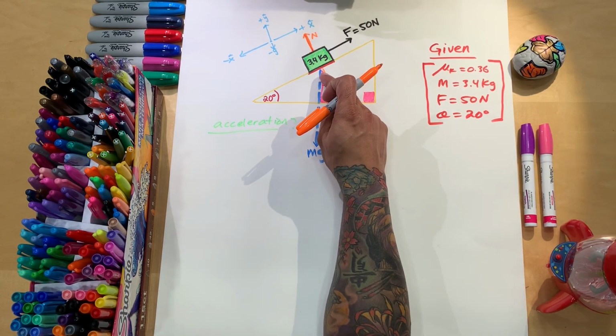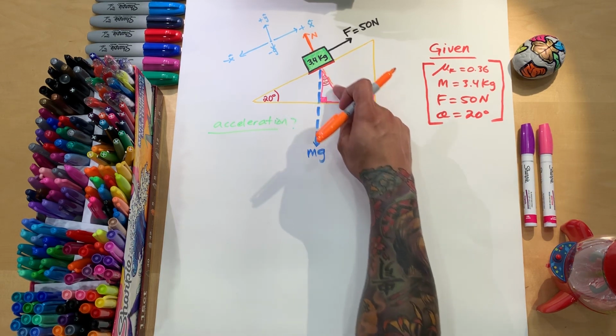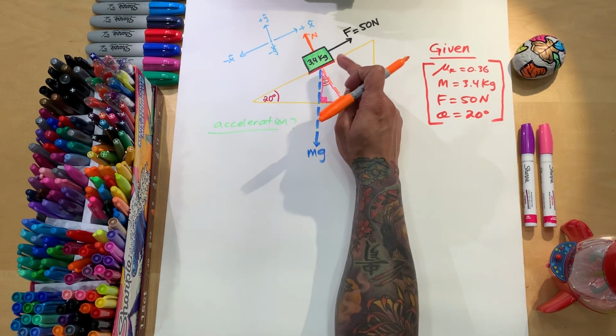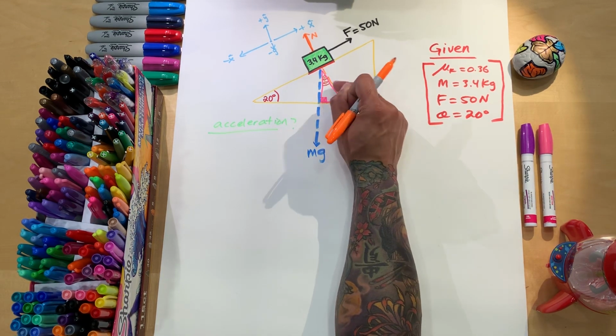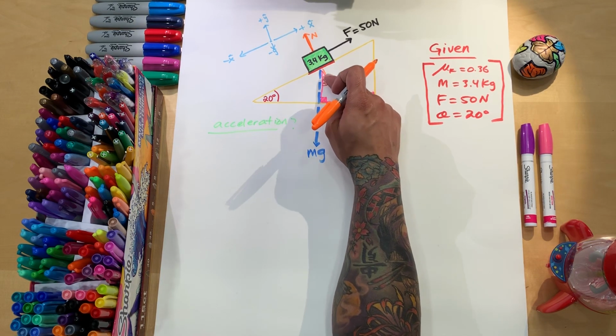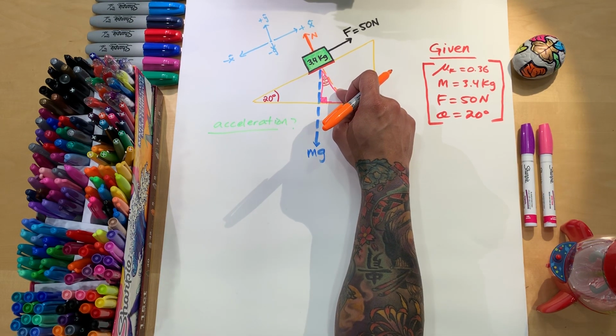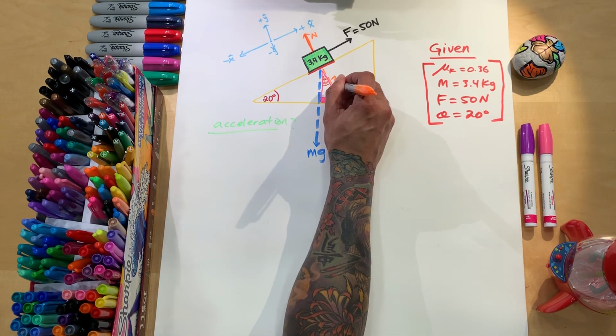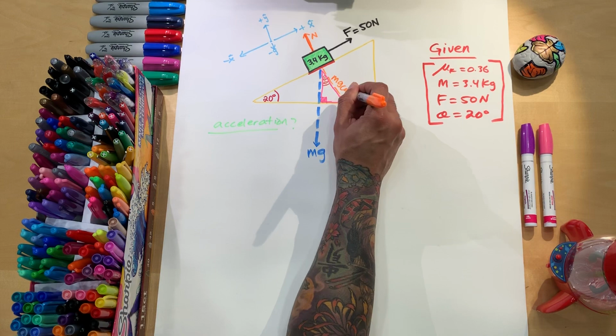We're gonna do this right here, which is gonna be the hypotenuse. So we're gonna have adjacent over hypotenuse, right? And we're gonna have mg cosine of theta.